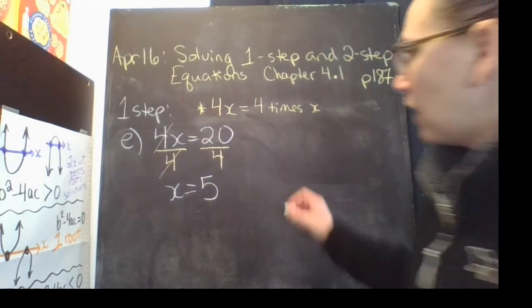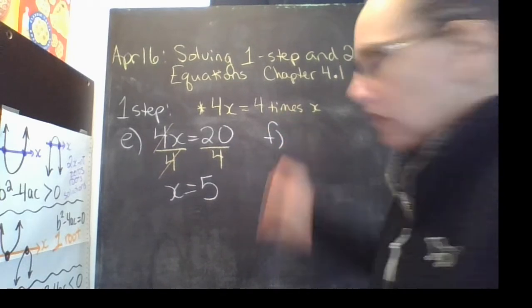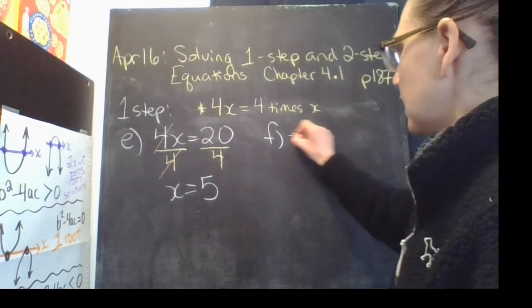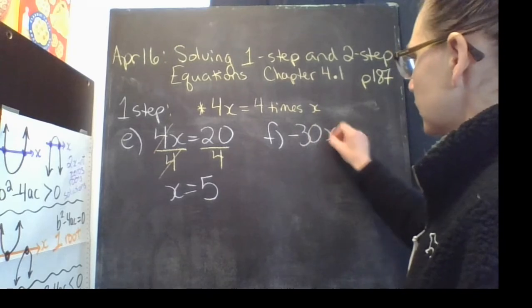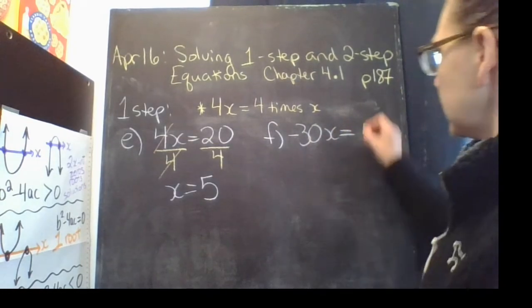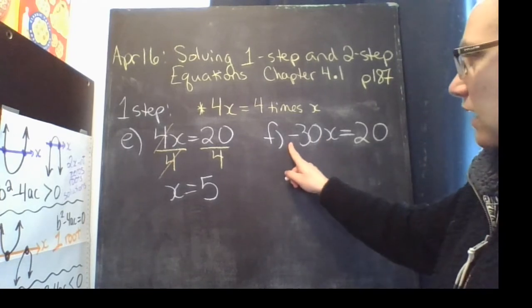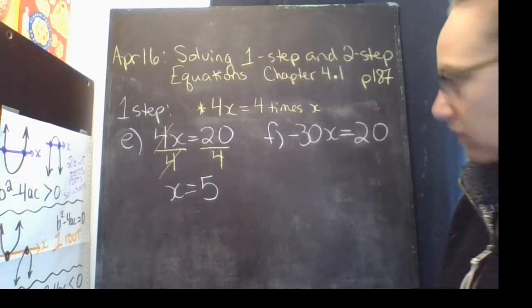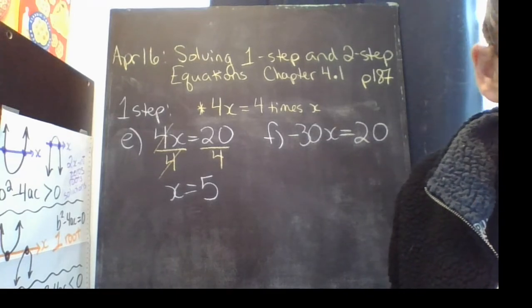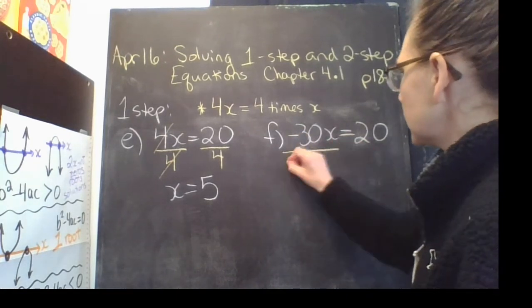Okay, E, F. Let's try one that's got a negative in front. Negative 30x equals 20. Again, this negative 30 is multiplying the x, so I'm going to divide both sides by the negative 30.